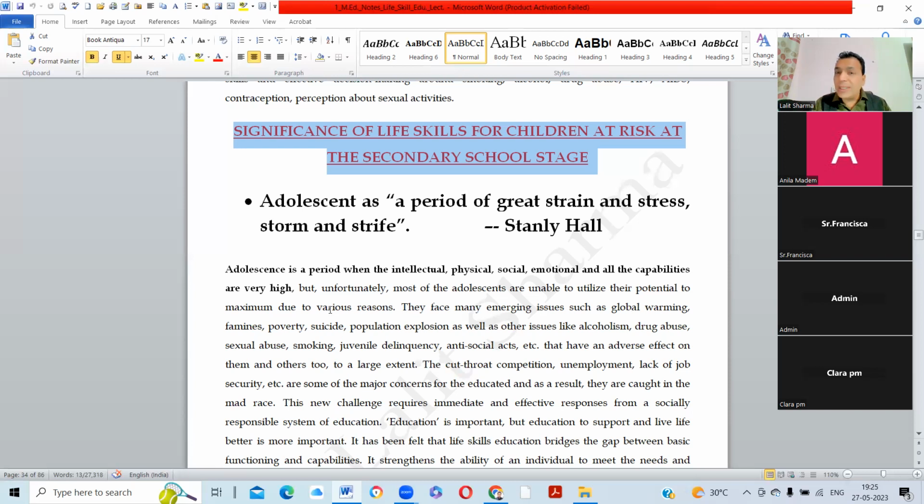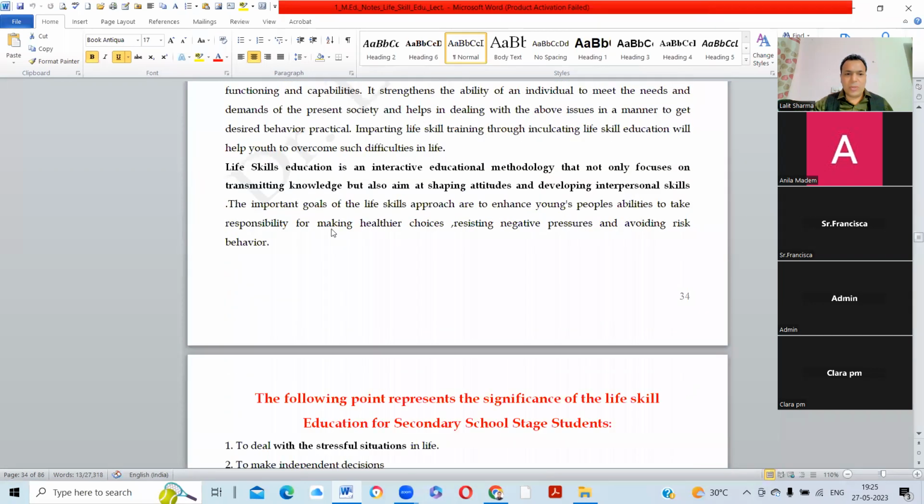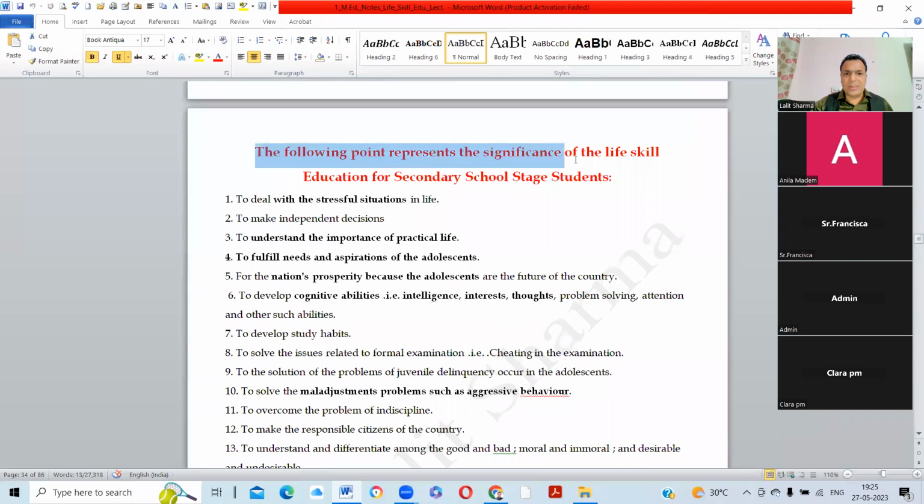handle the adolescents in this age, then after that, guys, they can grow properly, they can choose a very good path in life. So life skills are very much important for the children at risk, and they are the adolescents. So you have to talk about all these things.